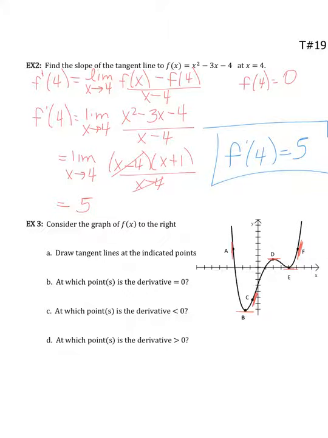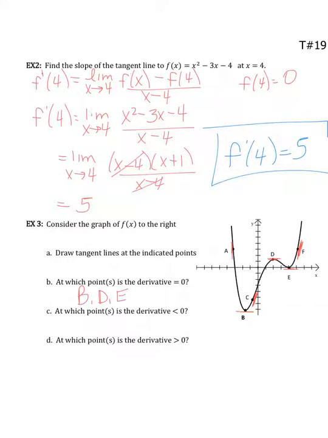Letter B says, at which point or points is the derivative equal to 0? Well, think about what that means. The slope of the tangent line is 0. What kind of line has a slope of 0? Oh, a horizontal one. So look at the lines that you just drew. At what points did you draw horizontal lines? Well, you did that at B, D, and E.